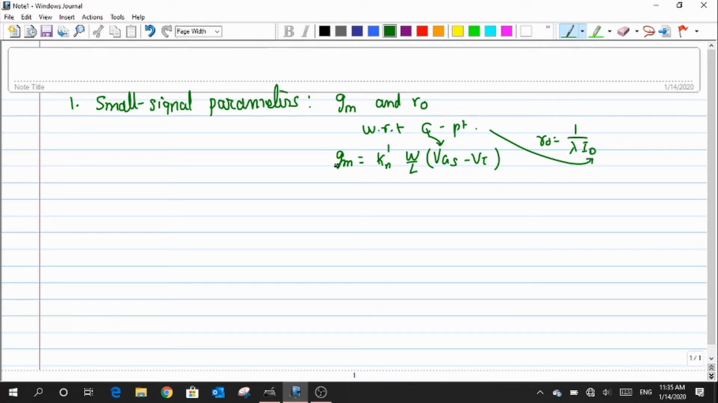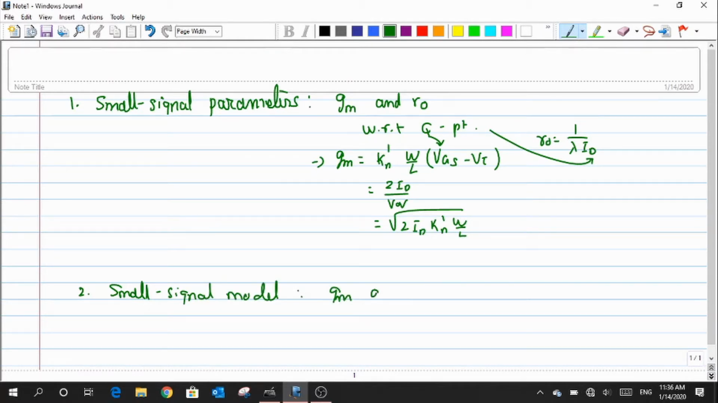Now, apart from this gm expression, we also found that there are two more forms, right? So what are those two forms? Two ID by VOV, and... So these are the other two forms that we have apart from the first form of our gm. Okay. So now later what we did is that we were using the small signal model. We were trying to build the small signal model using our gm as well as r0.